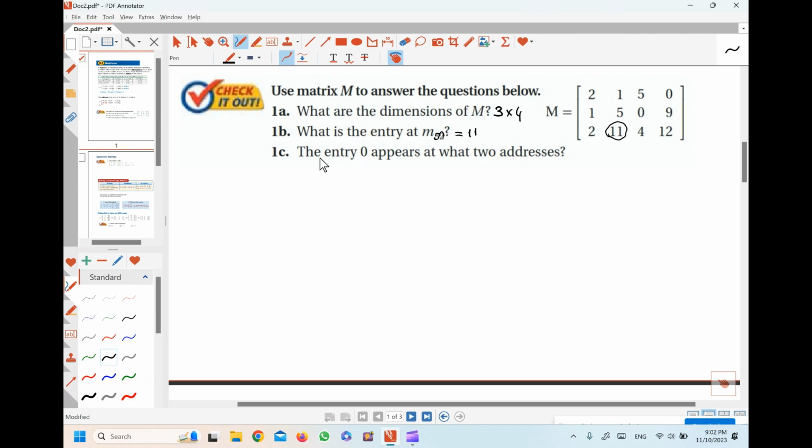Another question, the entry 0 appears at what two addresses? We have two zeros here. What is the address of the first zero? So what is the location of this column?